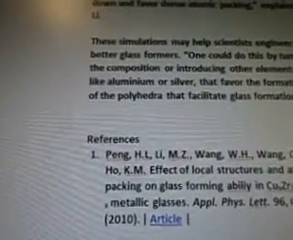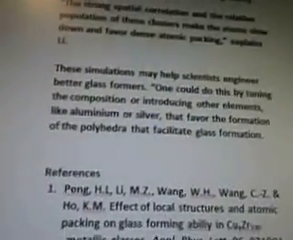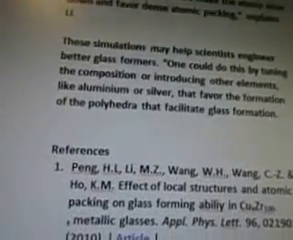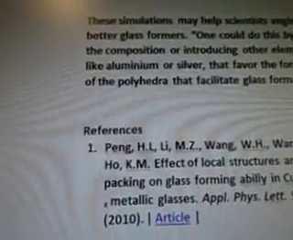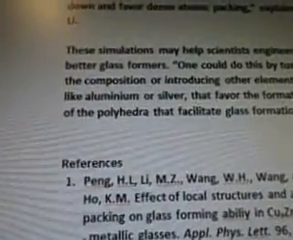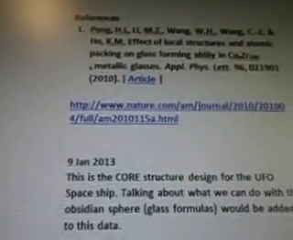Okay, and when I do my cross-referencing at the end of this project, which will probably take me years to finish, yeah, I'm trying to do this within 5 years so you can start making this stuff. Okay, never mind. That favors the formation of the polyhedra that facilitates glass formation. Okay, so that's from nature.com.